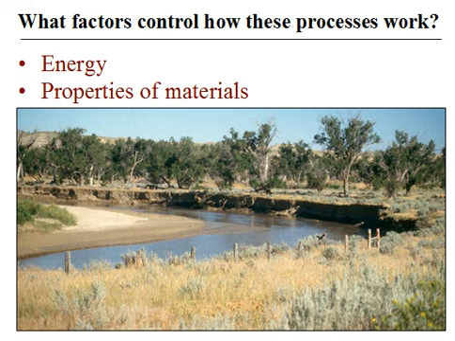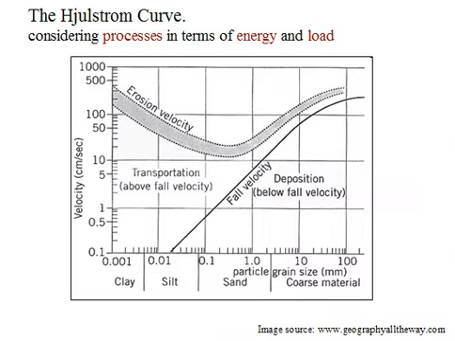Two important factors are involved: the energy available to drive the process and the properties of the materials that are being affected. The ability of the river here to erode and undercut the outer bank depends on the power of the stream and the strength of the bank materials. The Hjulström curve, which illustrates the power required to entrain or transport particles of different sizes in a stream, is a classic example of this kind of analysis.